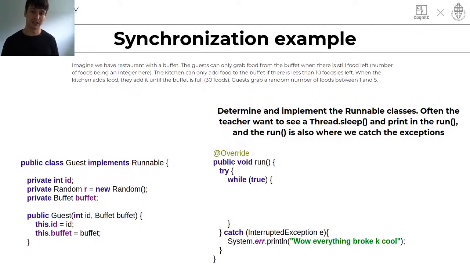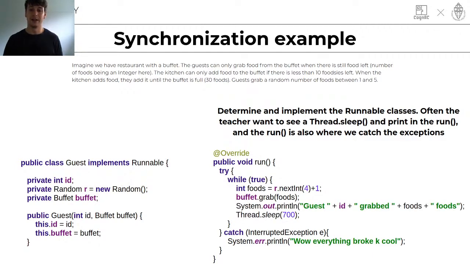So what do the guests need to do? They need to get a random number for the amount of food that they want to grab. They want to actually grab that from the buffet. Then we add a print saying guest with its ID, so for example, guest 1 grabbed, and then the amount of food that he or she grabbed. And then we add a quick sleep.